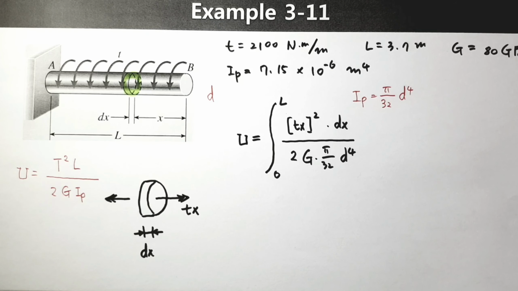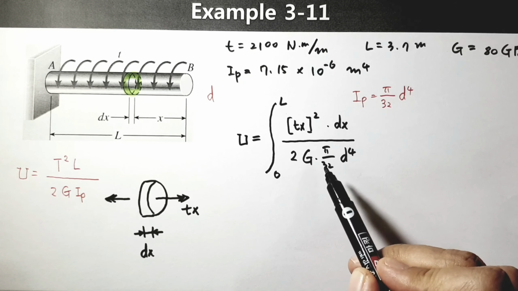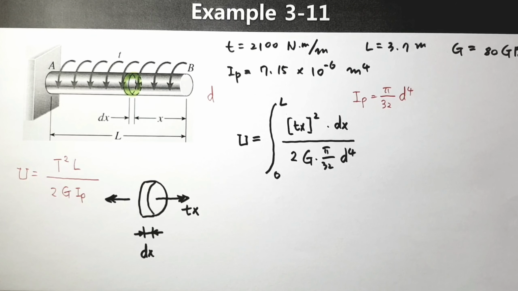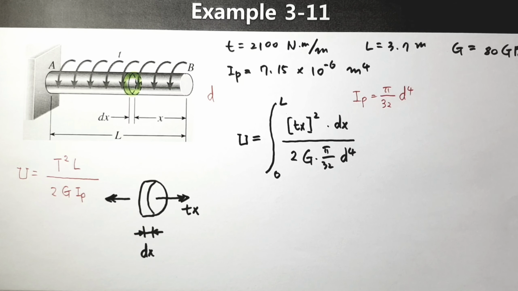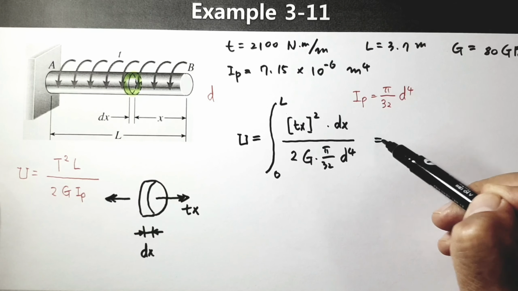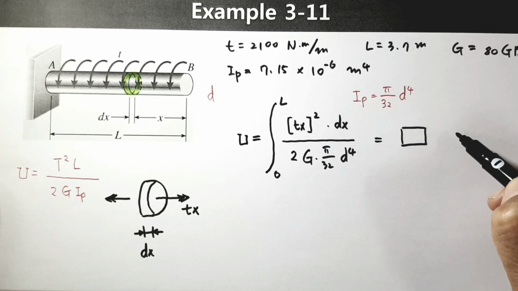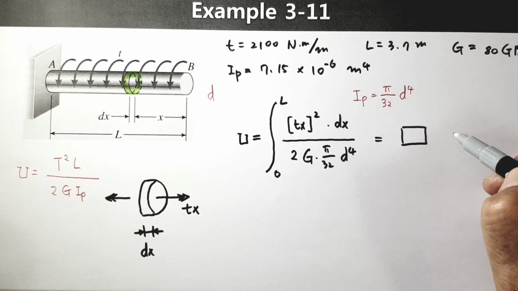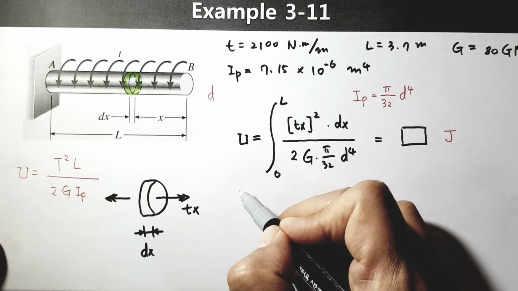Here we have a relatively simple value, because 2G and all those things are constant. Even T itself is constant. Then we can easily take the integral. Finally, when you take the integral, you can calculate the value. It's like this one. And the unit is Newton meter, which is expressed in joule, because this one is the strain energy.